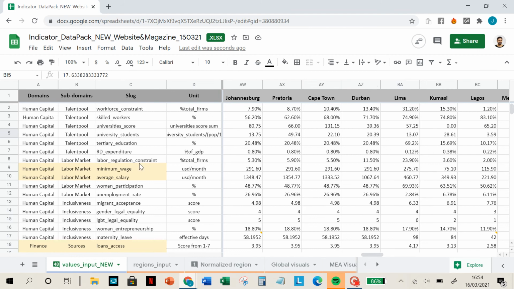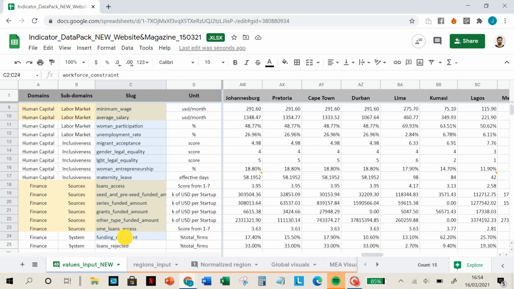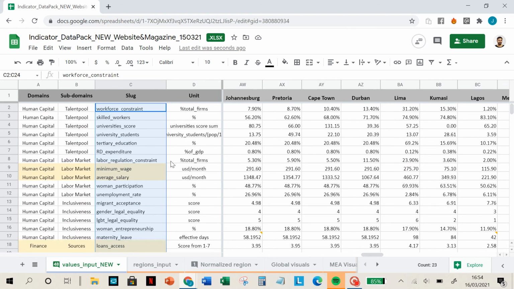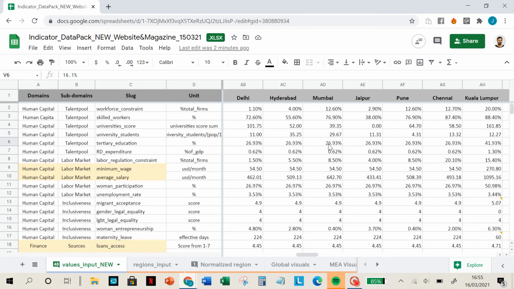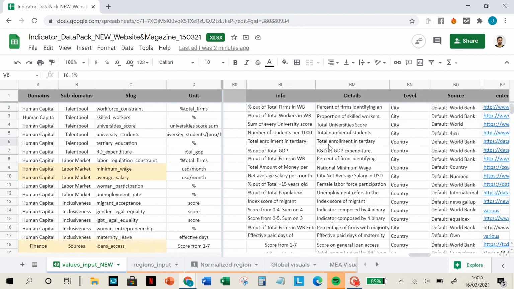On the data. So this is the first page, which has the list of indicators here. The slug is the name of the indicators, and you have the information of the domain that they belong to, the subdomain that they belong to also, and the unit that they are expressed in. So, for example, this is in percentage. You can see here actually that it is in percentage.